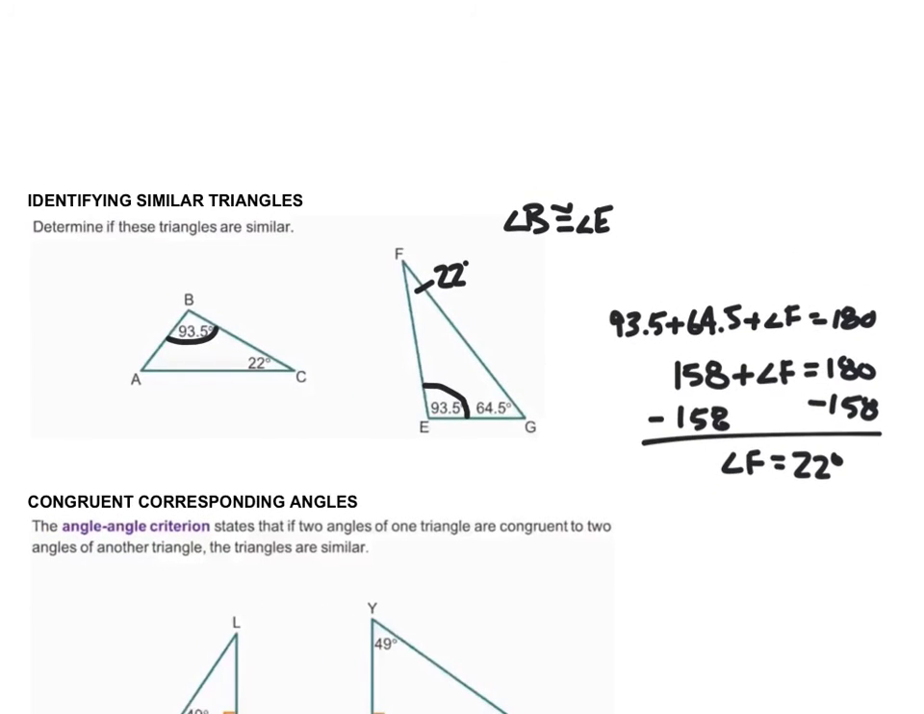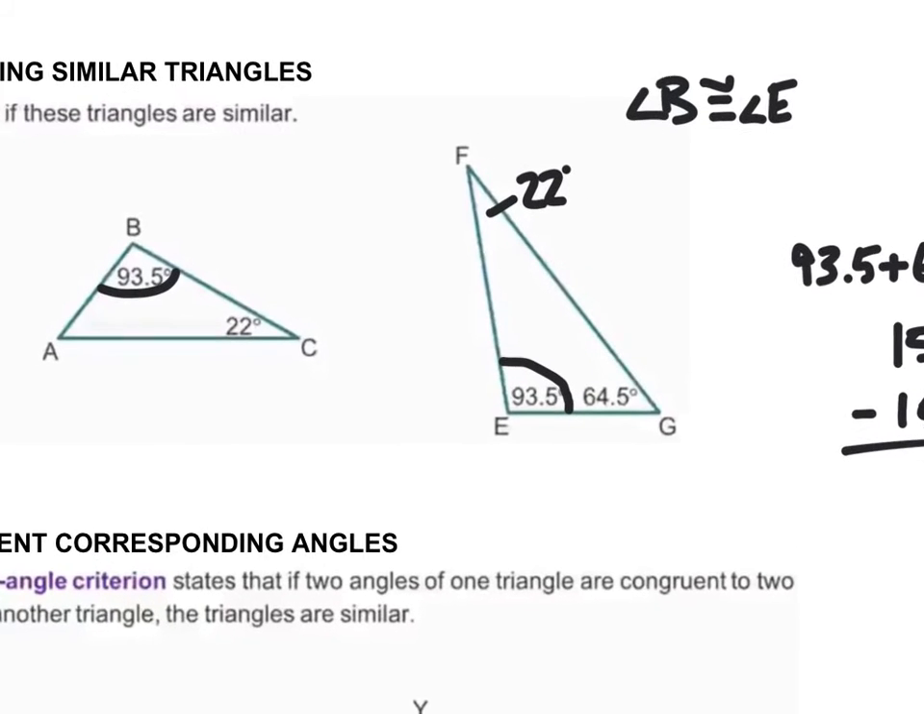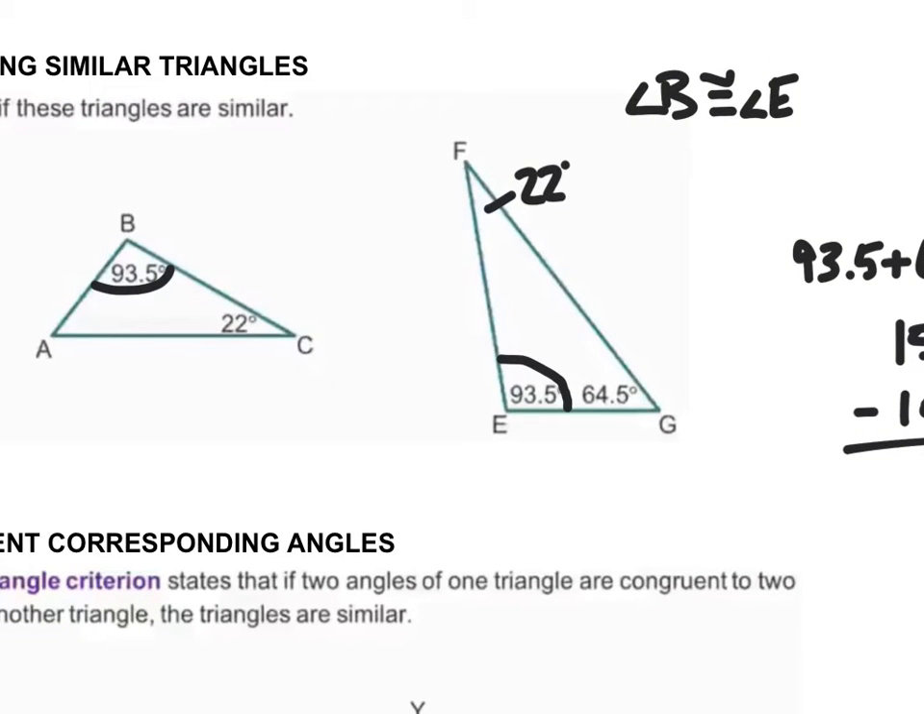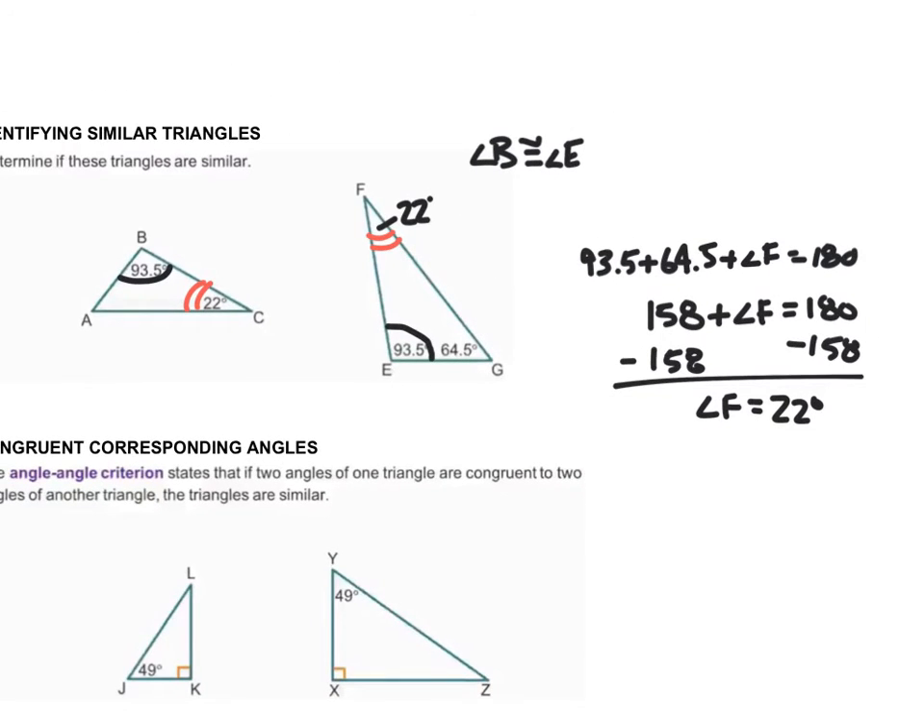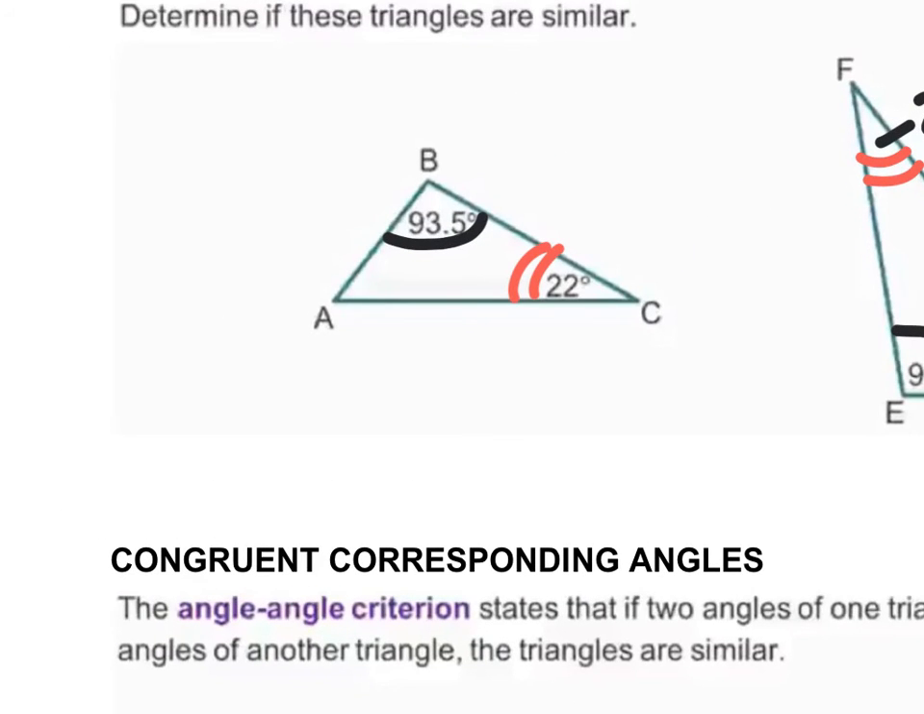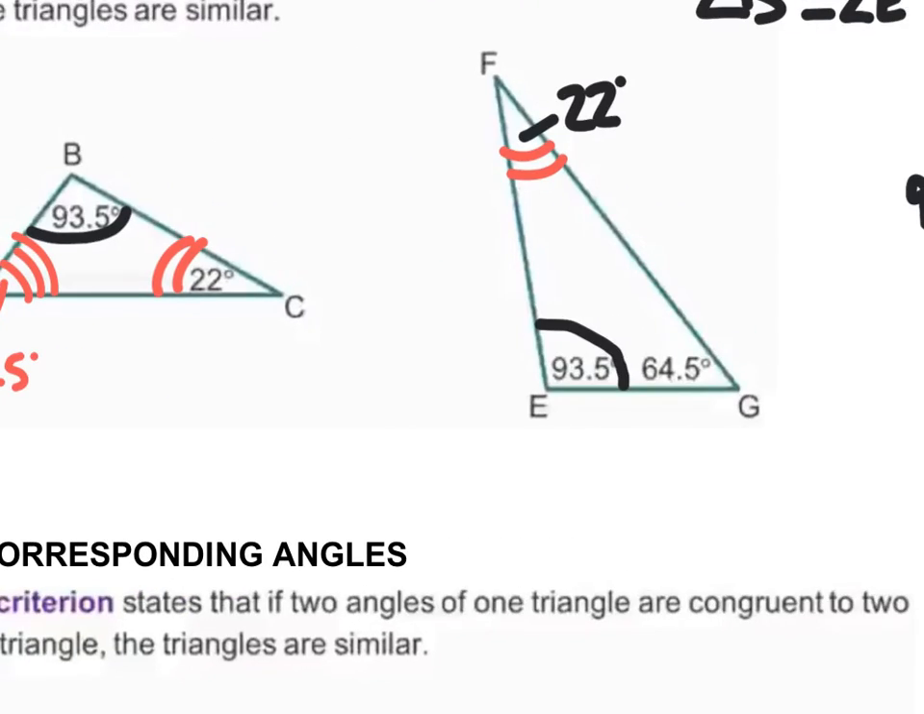So I've got that angle B is congruent to angle E. I've got that angle C is congruent to angle F. And what we can conclude then is that if I've got 22 and 93.5, like I do here and here, the other third angle has to be 64.5. So angle A is 64.5 degrees, and that's going to be congruent to angle G over here, okay?